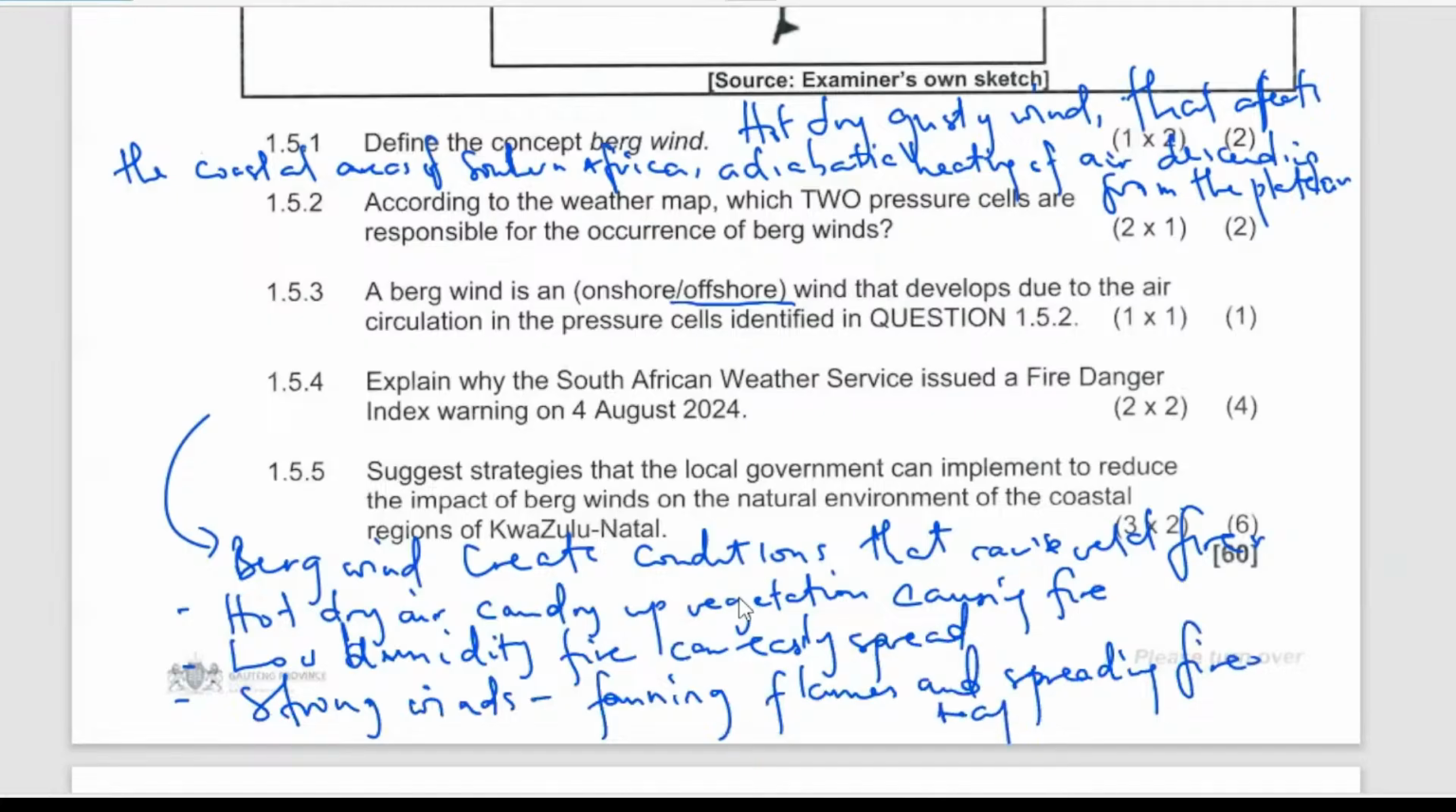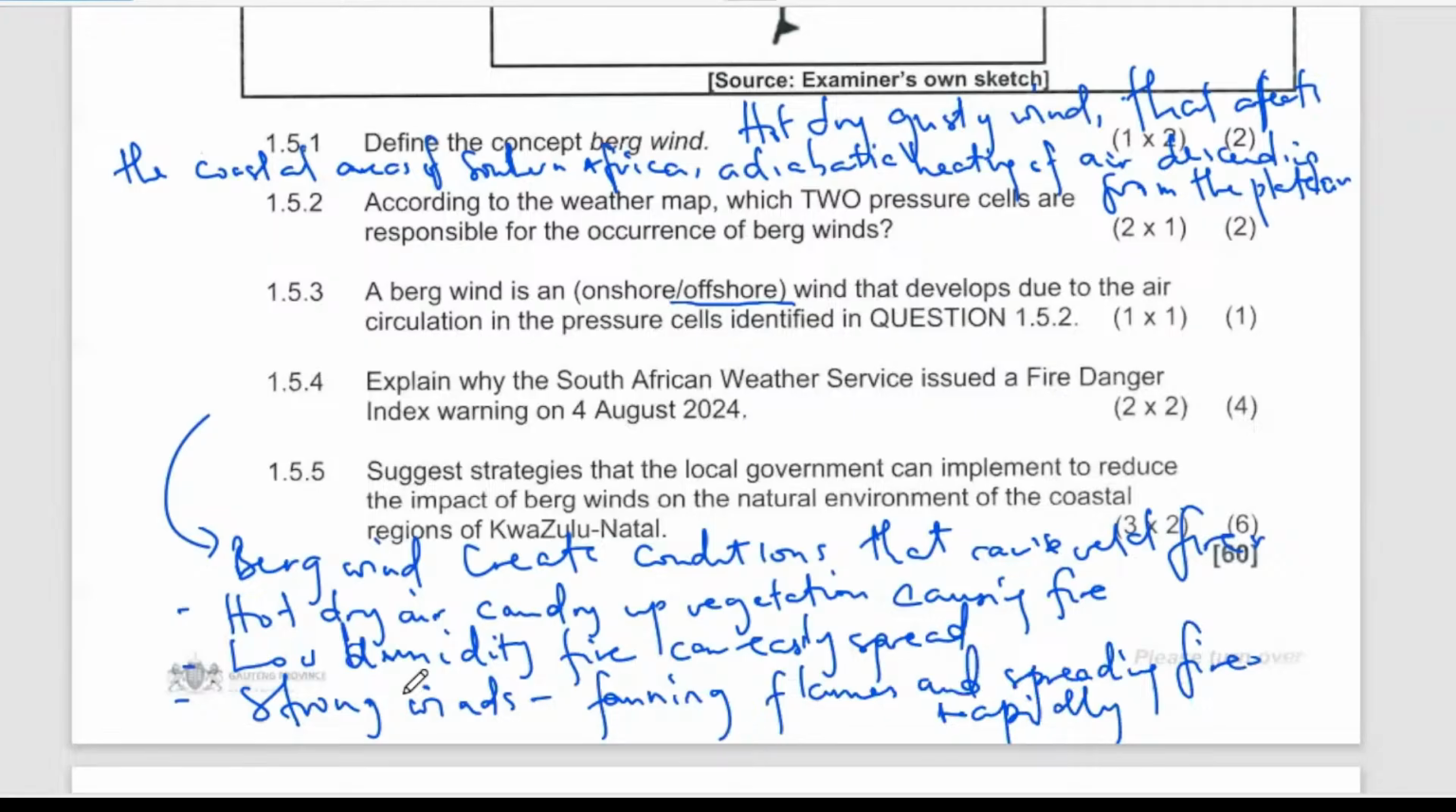Rapidly. So those conditions associated with the Berg winds facilitate the development of wildfires. Because of its conditions of being hot and dry, it can dry up vegetation, and as vegetation is dry, it also leads to veld fires. And remember, these Berg winds occur during the winter season. We know well that during the winter season, most of the vegetation is dry. The natural vegetation is usually dry during the winter season. And because of that reason, fires can easily start if there is hot, dry air.